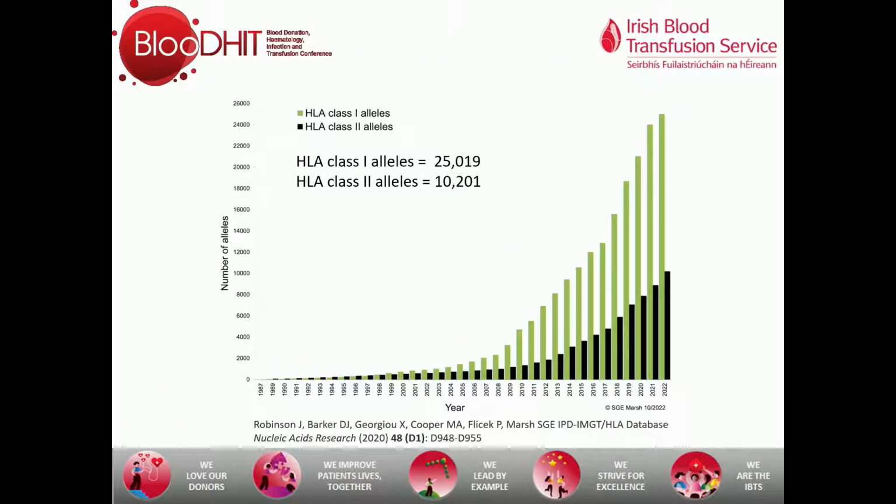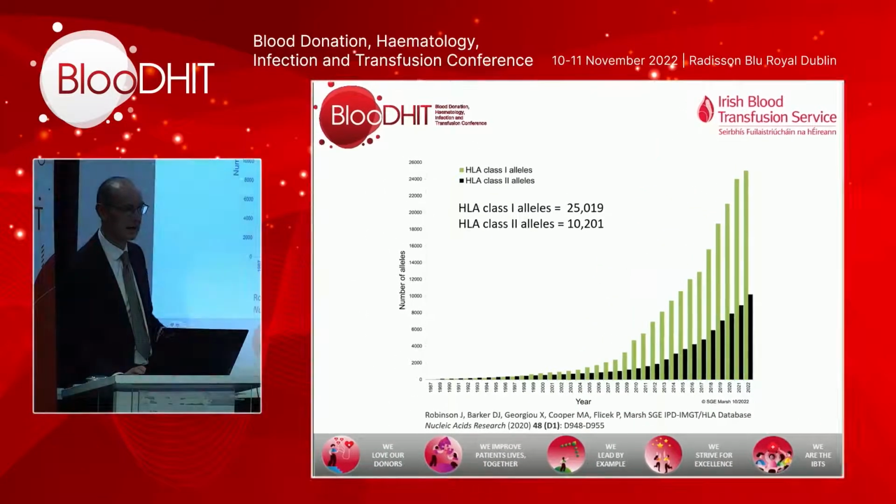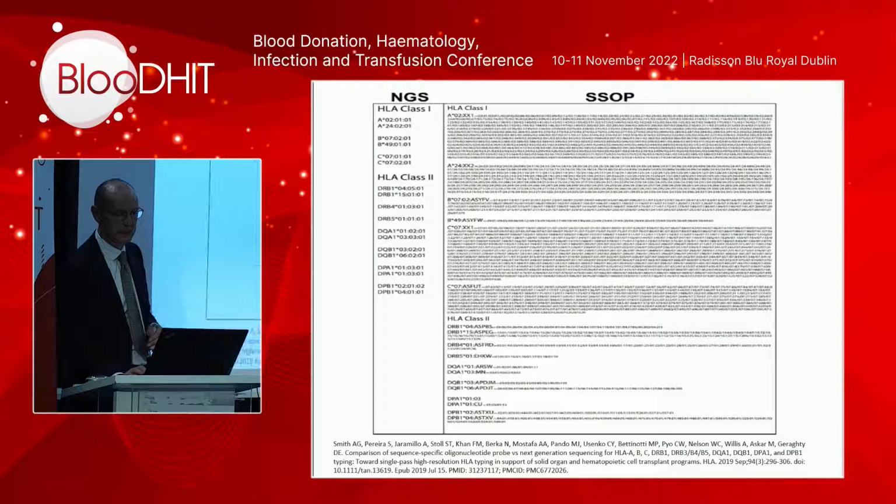Again, back in 1998, there were less than 1,000 documented alleles, and now there are over 35,000. So again, all this information and more alleles are being identified all the time. So again, the complexity that's involved there in terms of identifying that best match for your stem cell transplant patient.